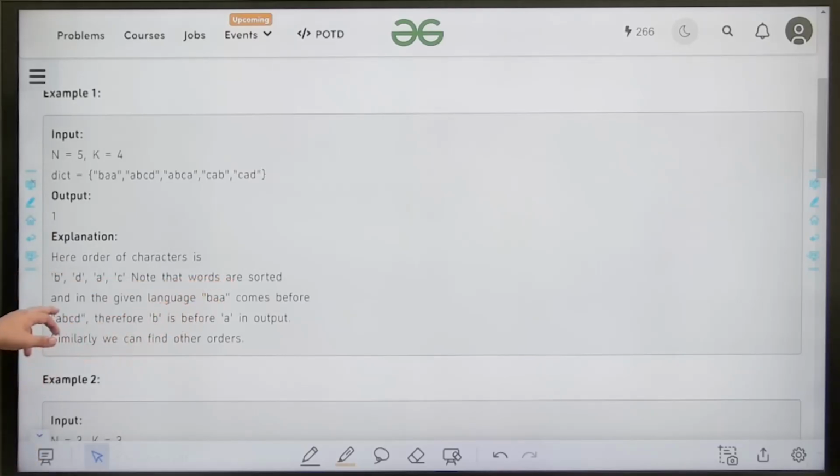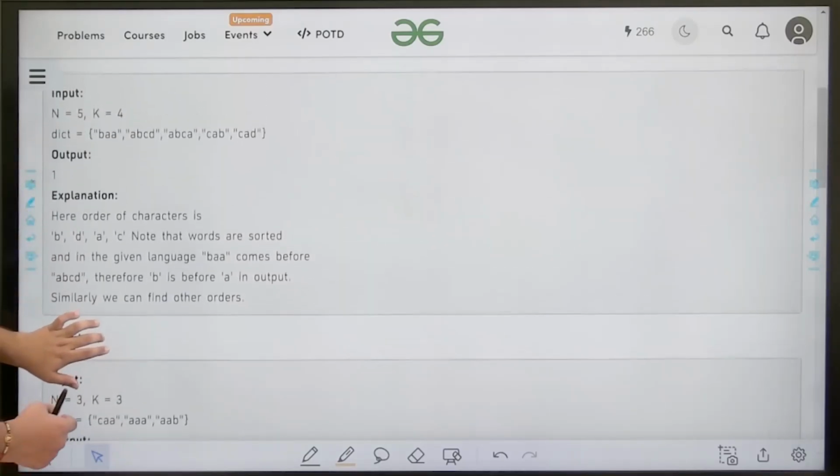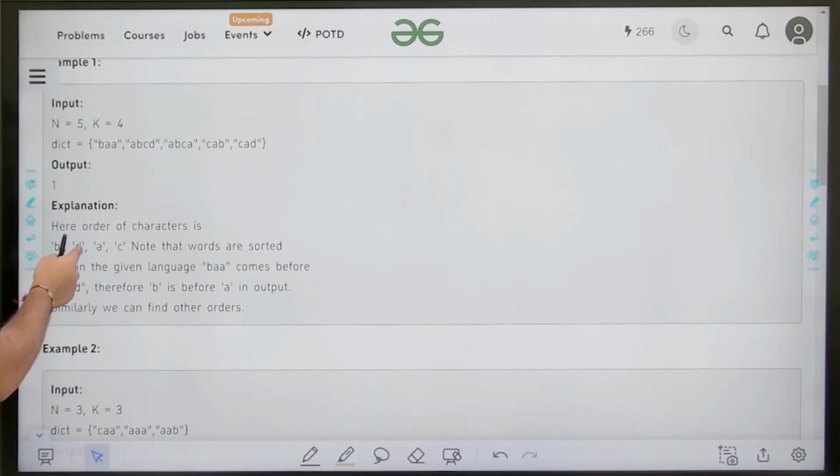Note that the words are sorted in the given language. BAA comes before ABCD. Therefore, B is before A in the output. Similarly, we can find other orders. There may be multiple possible orders. It might be possible that if there is no dependency on D, D may come here, D may come here, D may come here and D may come here.